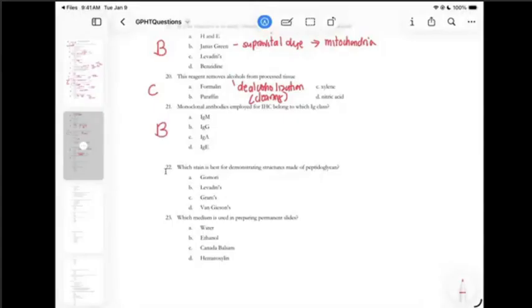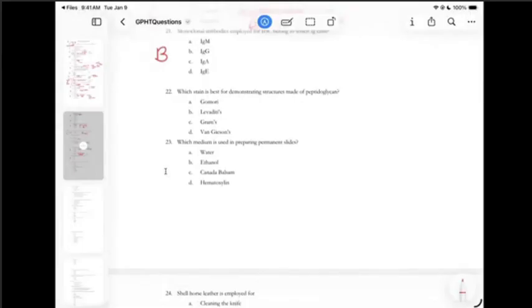Number 22, which stain is best to demonstrate structures made of peptidoglycan? So whenever we encounter the word peptidoglycan, so that would be made of sugars and peptides. No? And this is the cell wall component of bacteria. So what stain can we use, no, for bacteria? So definitely that's your gram stain. So the gram reaction, whether gram positive or gram negative, is based on the cell wall, the peptidoglycan component of the bacterial cell wall.